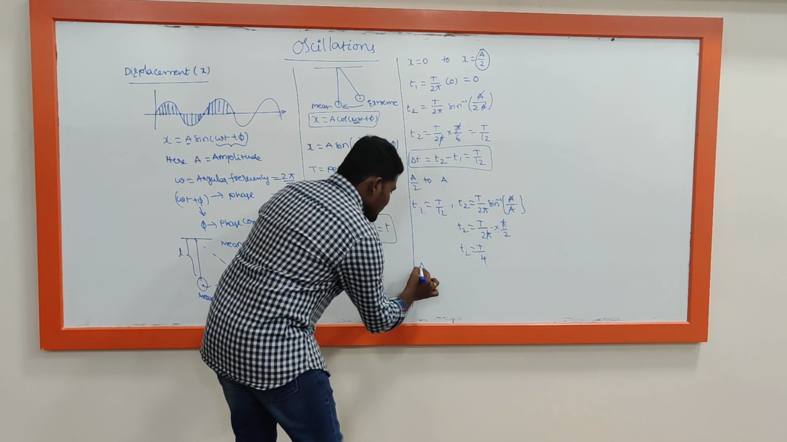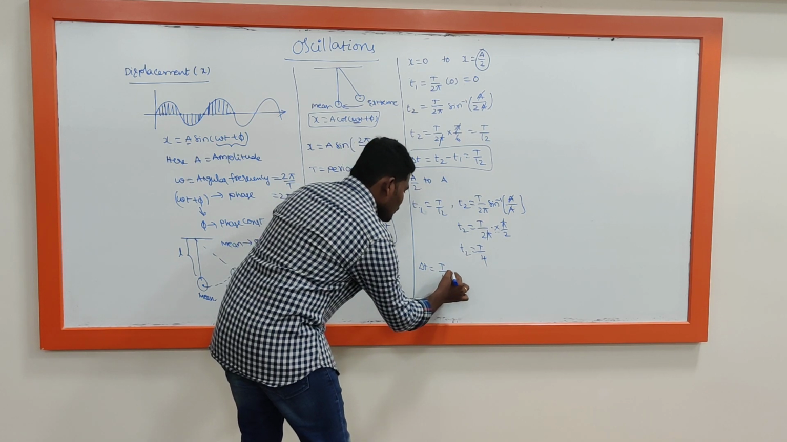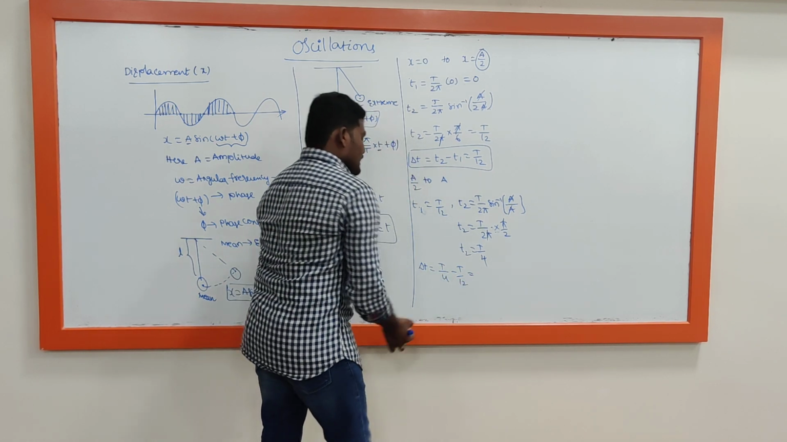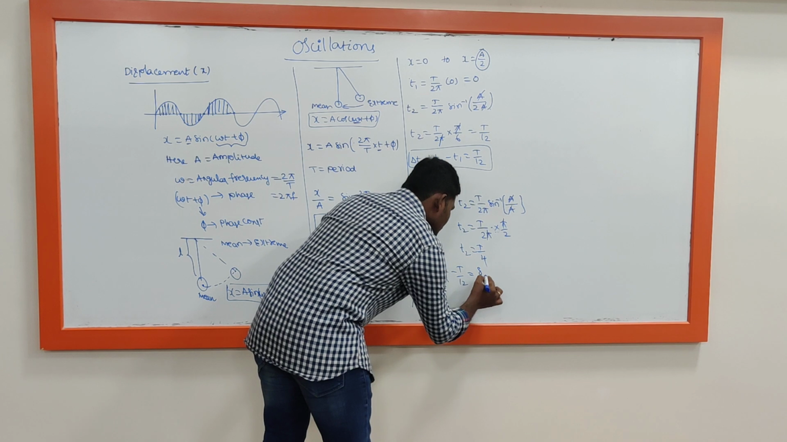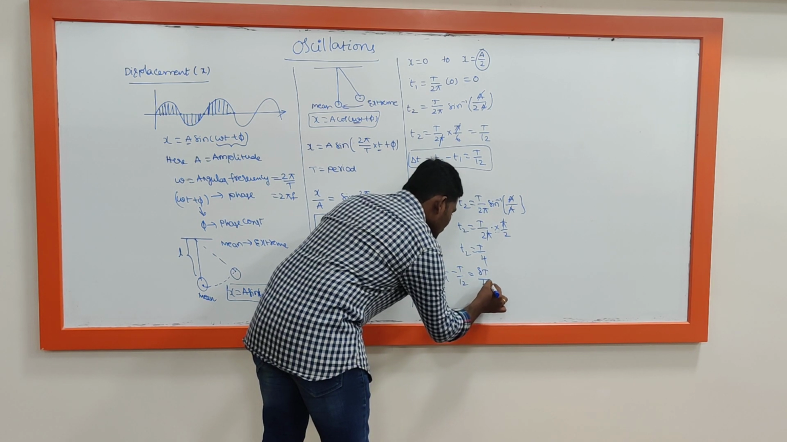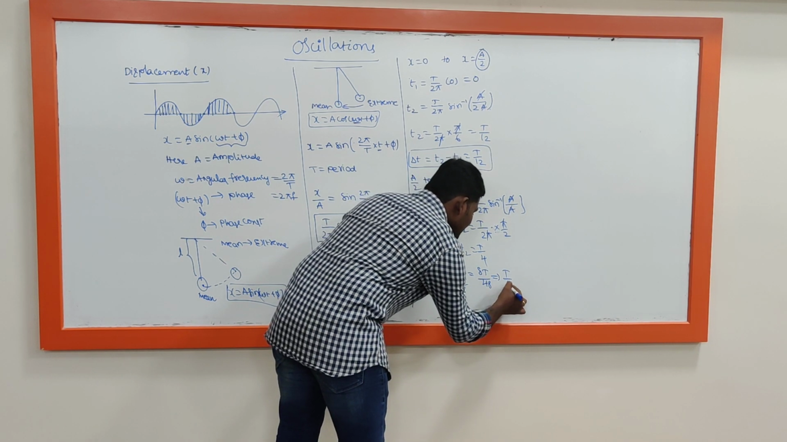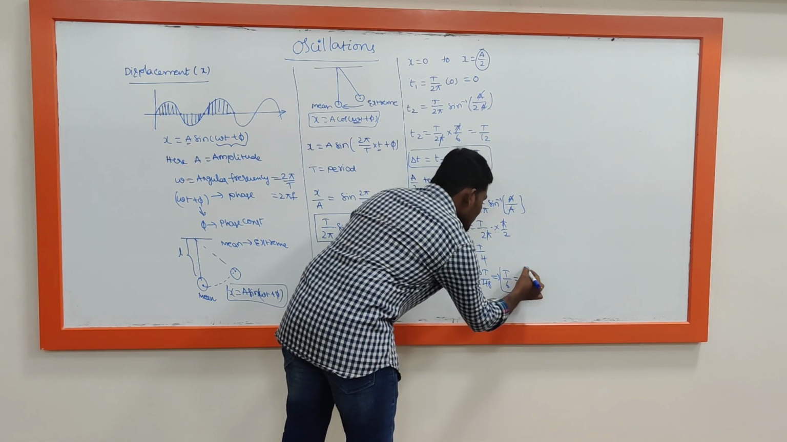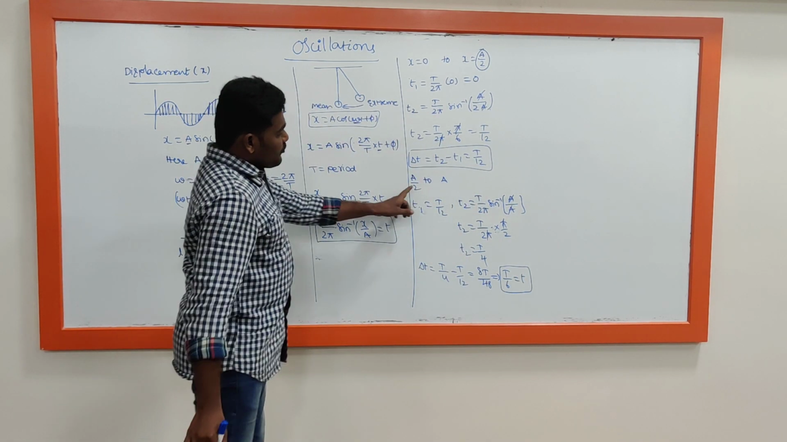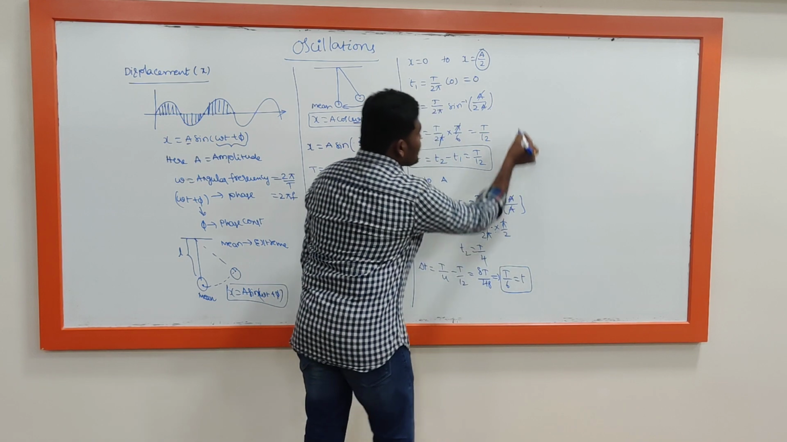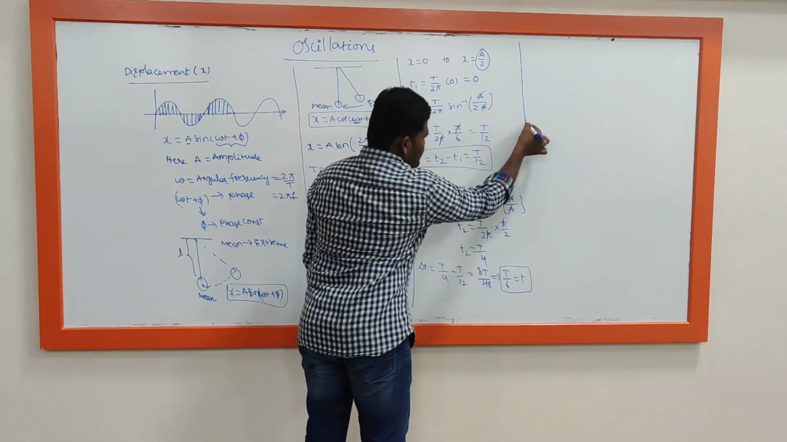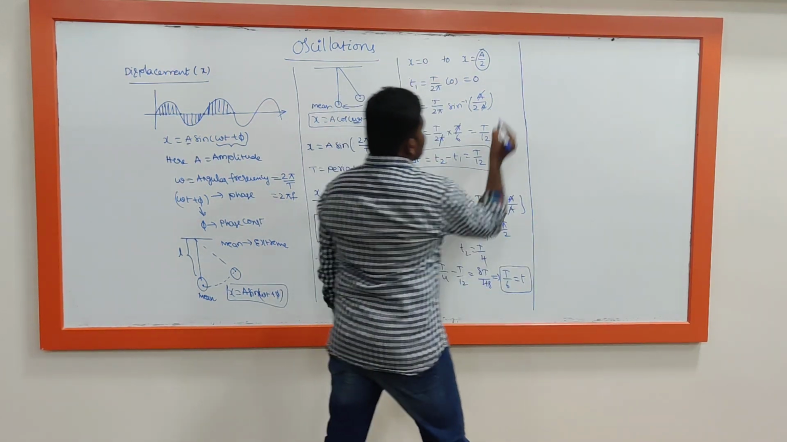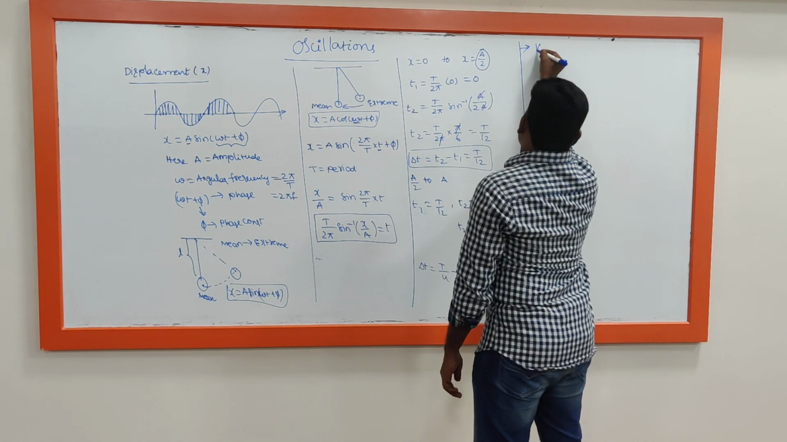Then the time taken, delta t equal to T by 4 minus T by 12. So we can write 8T by 48, that is T by 6 seconds. The time taken by a particle to move from a by 2 to a, t equal to T by 6. Then here velocity.